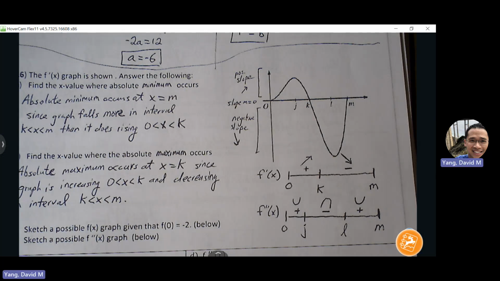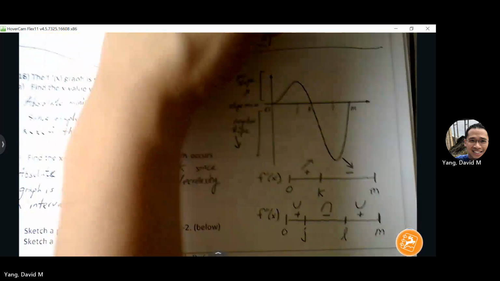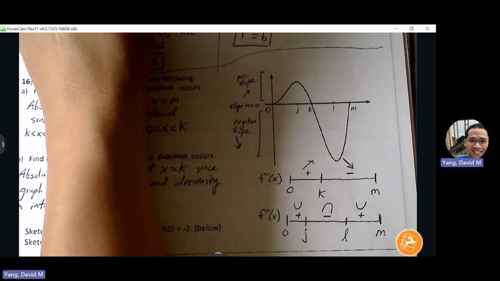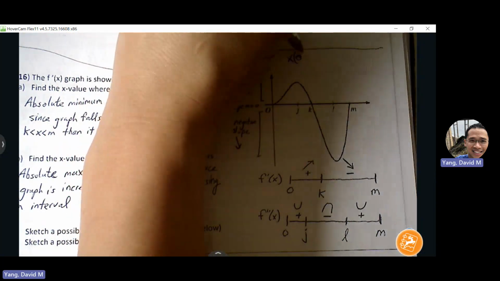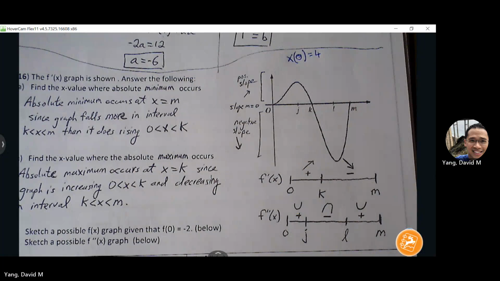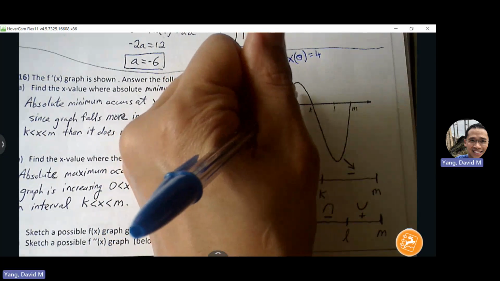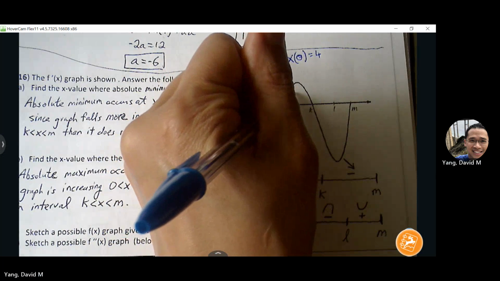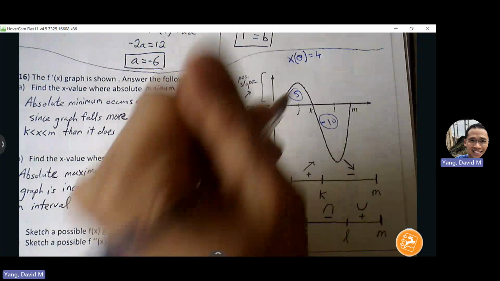Right. So let's give an example here. Let's say this is a particle motion problem. Let's say this object is moving along the x-axis. X of 0 is 4.